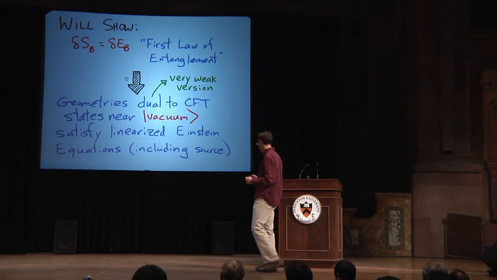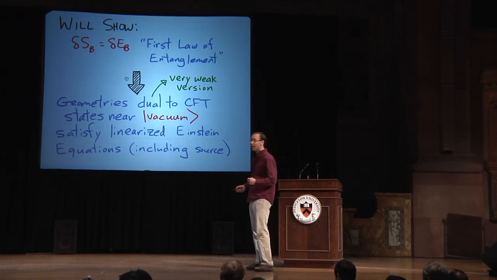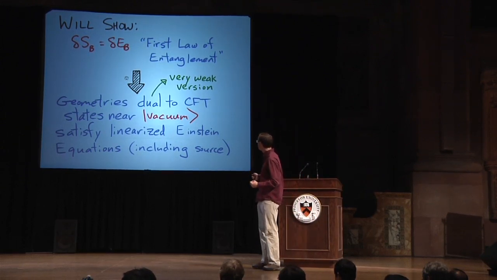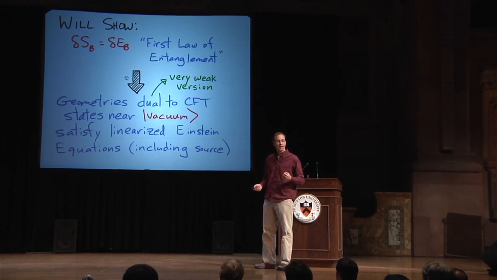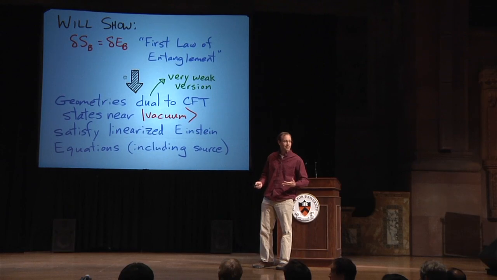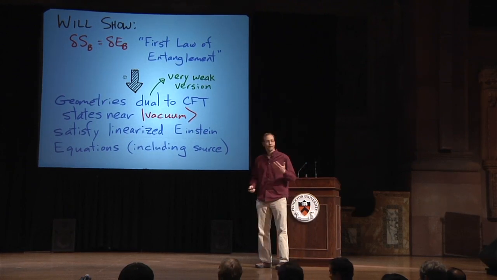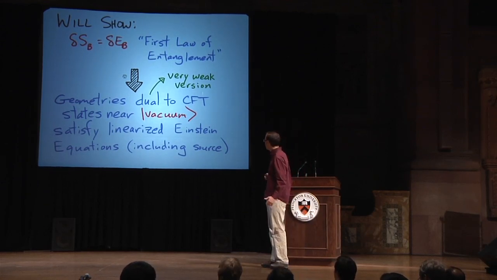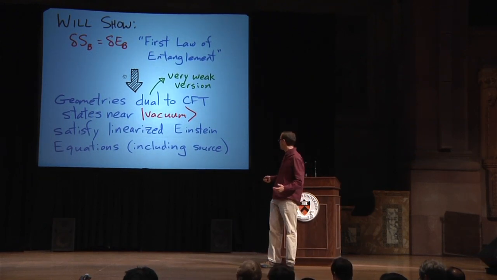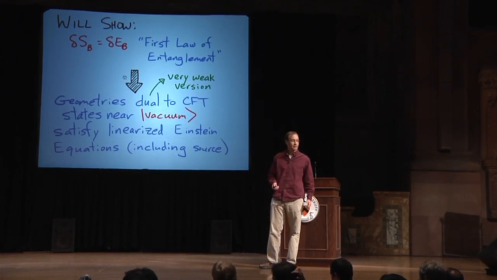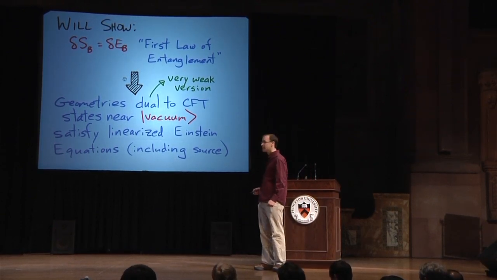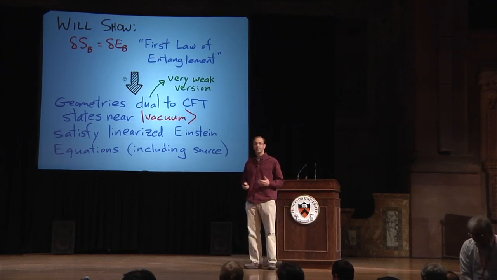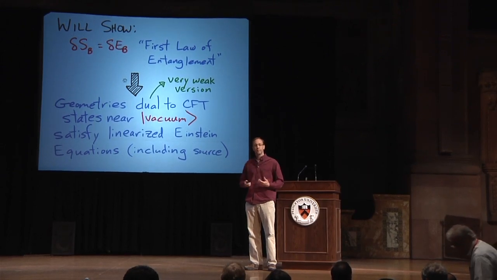And what we'll show is that a very basic property of entanglement in conformal field theories, that I will explain, is true of all conformal field theories. If one applies that to a holographic conformal field theory, and actually the notion of holography that we need is very weak, so I'll say exactly what we assume, then the geometries dual to states near the vacuum state of the conformal field theory must satisfy Einstein's equations linearized about anti-de Sitter space. And recently we've understood that this includes a source term which involves all of the bulk matter fields.